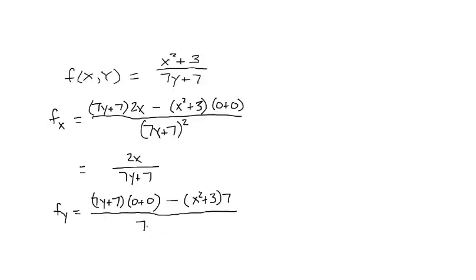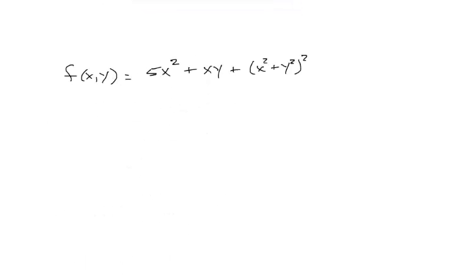7y plus 7 all squared. And in this case, the left term of our numerator is the one that goes to 0. So what we're left with is negative 7 times x squared plus 3 all divided by 7y plus 7 squared.